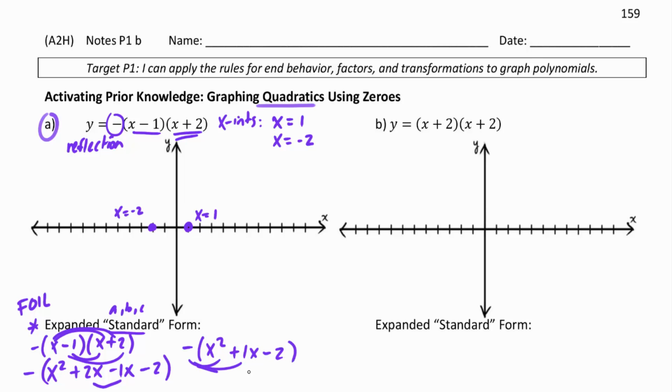Just go ahead and distribute the negative in there, which flips all the signs. So my standard form, ABC format, is really negative x squared minus x, and then a negative times a negative is a plus 2. This is kind of a big deal.